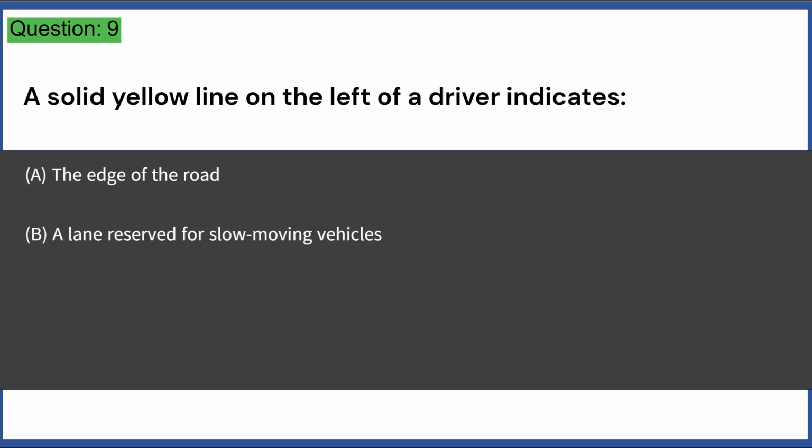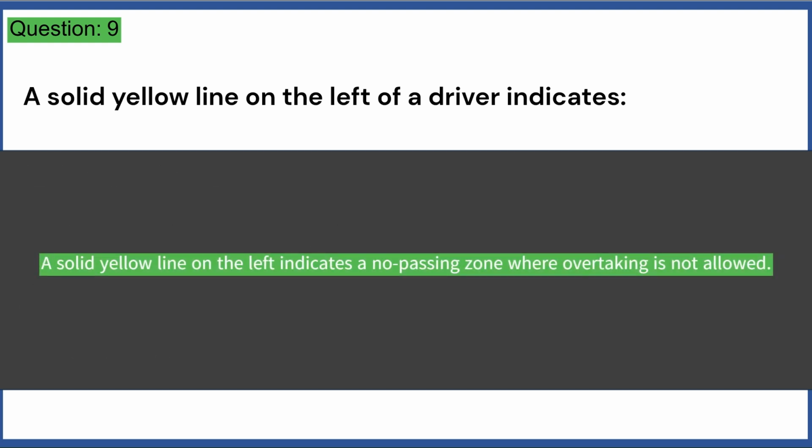B. A lane reserved for slow-moving vehicles. C. A no-passing zone. D. A reversible lane. Answer: C. A solid yellow line on the left indicates a no-passing zone, where overtaking is not allowed.